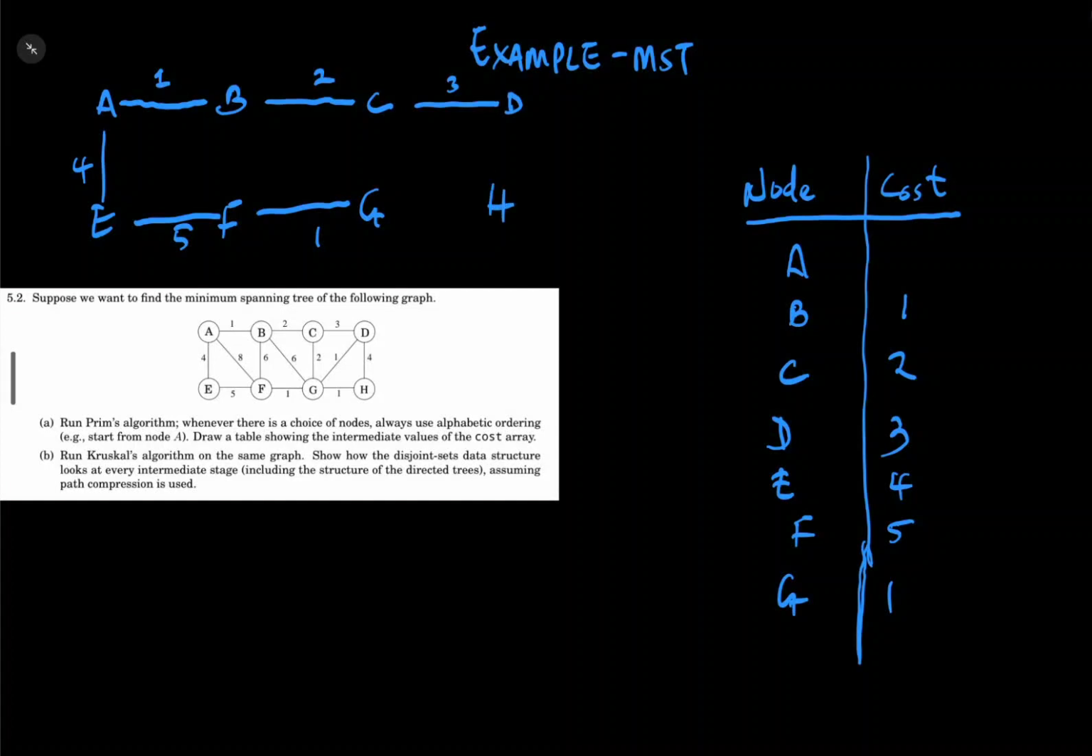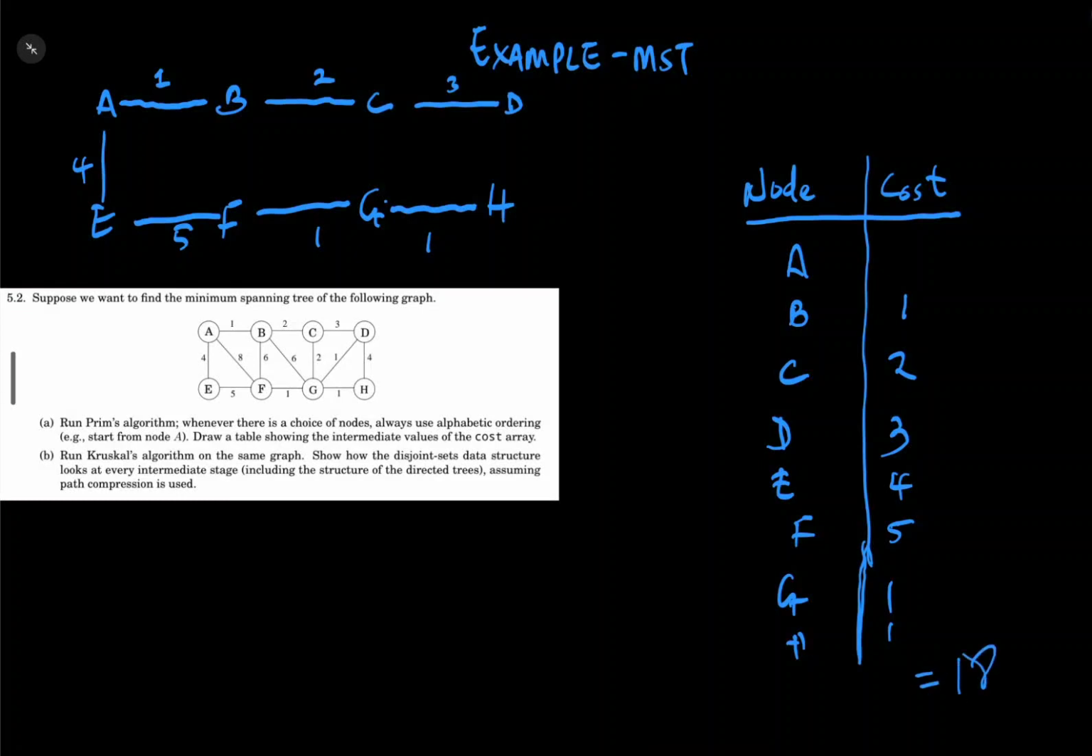And now we have H. H goes 1, 4. And from G we have 1 to D, 1 to H. If we choose this one, we have a cycle. Choosing the edge G to D, even though it's cheap, 1, forms a cycle with the whole graph. So we don't want that to happen. So we choose G to H, which costs 1. So you have here 1. And the cost of this MST is 18.